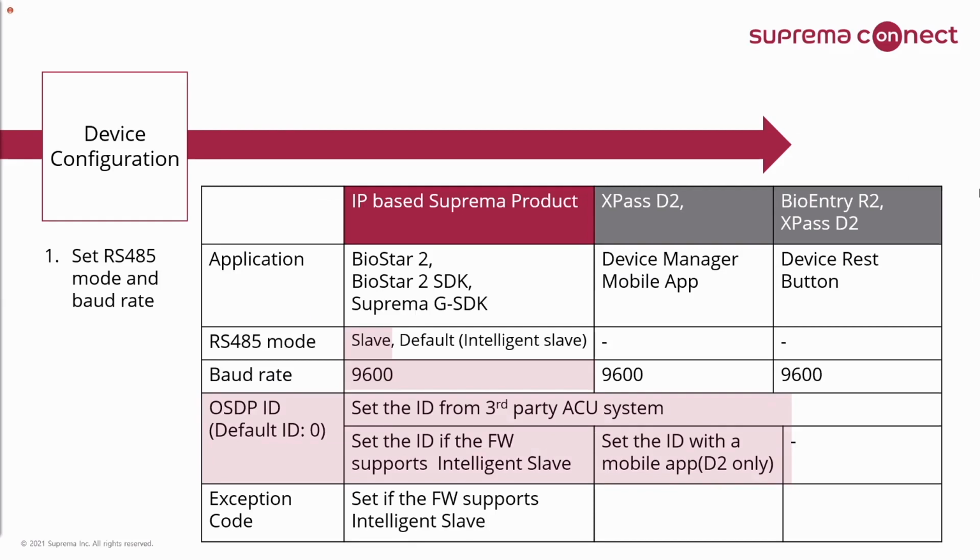Most access control panels also include a function to set up the OSDP ID, so please check that option before use. The menu of OSDP ID setting is available for firmware and software that support intelligent slave. In addition, the OSDP ID of Express D2 is configurable with a mobile app, and for D2 and R2, the device's baud rate can be changed using the Device Manager mobile app or the reset switch on the back of the device.